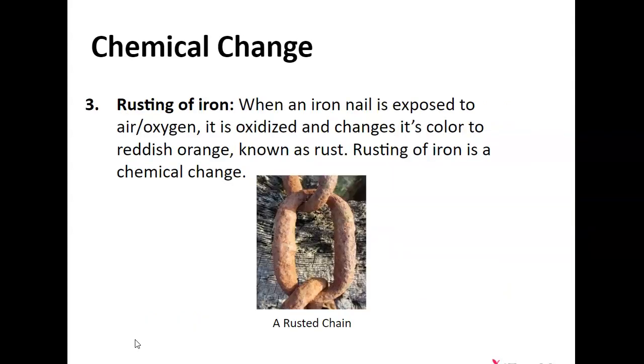Rusting of iron, that's a good one, and you've probably seen that before. So when an iron nail is exposed to the air or oxygen, we call it oxidation. So it oxidizes, it changes its color. It goes from maybe a shiny to reddish orange. We know that's called rust. So when we talk about something rusting, it is a chemical change.